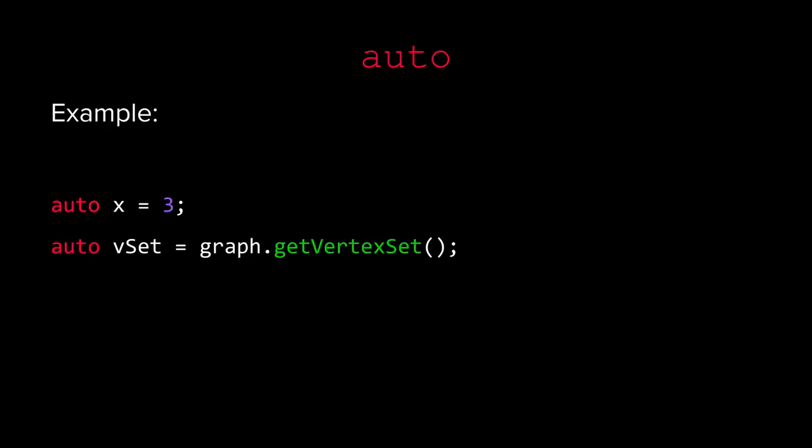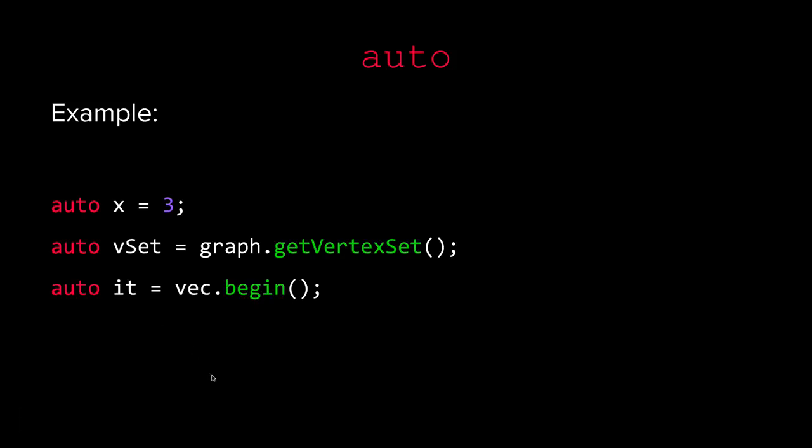Just as an example, you could have auto x equals 3, and the compiler will say, okay, x is an int. I can figure that out at compile time. You can say auto vset equals graph.getVertexSet, and it'll figure out that vset is a set of vertex stars by looking at the signature of the getVertexSet function. And the most useful place for auto, I think, is iterators. You saw that the type of the iterator was this ghastly thing where you had set<int>::iterator. So it's very nice to be able to do auto it equals vector.begin. This is the most common use case of auto, I think.